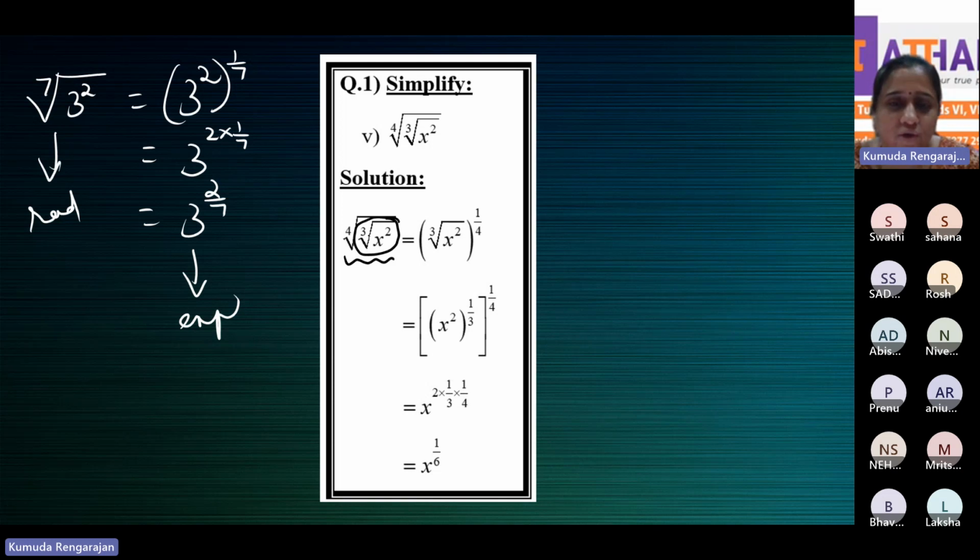Cube root of square root of x square. How do you read this? Fourth root of cube root of x square. How do we read this? Fourth root of cube root of x square.